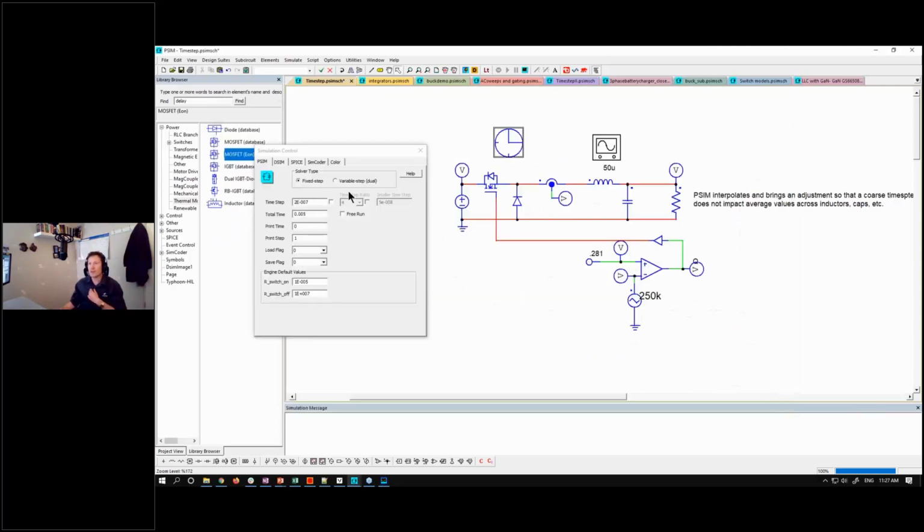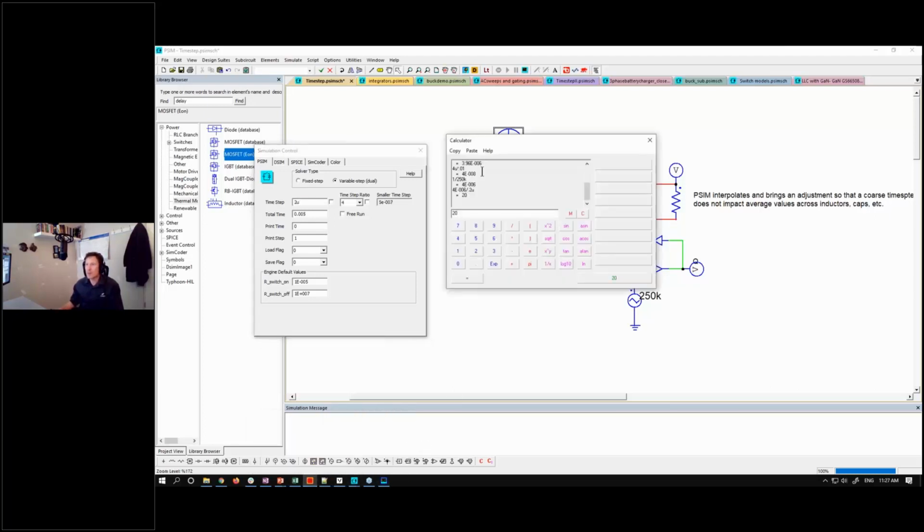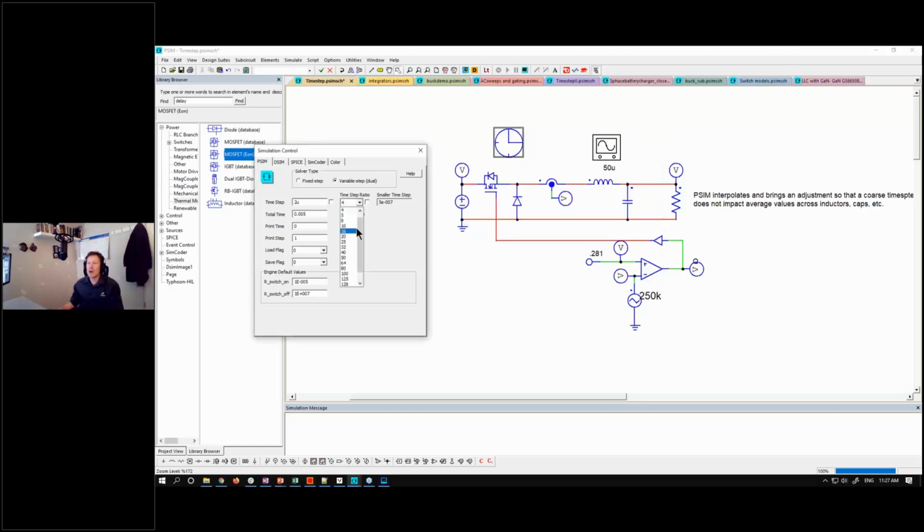Now, the other thing we can do is switch to a variable time step, or the dual step. So if we copy this over, we can have a fairly coarse time step. Let's put that at, say, 10 microseconds. That might be too big, so we can go to 2 microseconds. If you remember, our period was 4 microseconds at 250 kilohertz, and we can dive down to, say, 20 nanoseconds at the switching ratio.